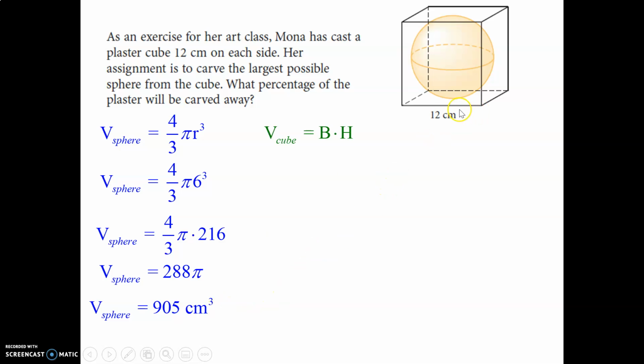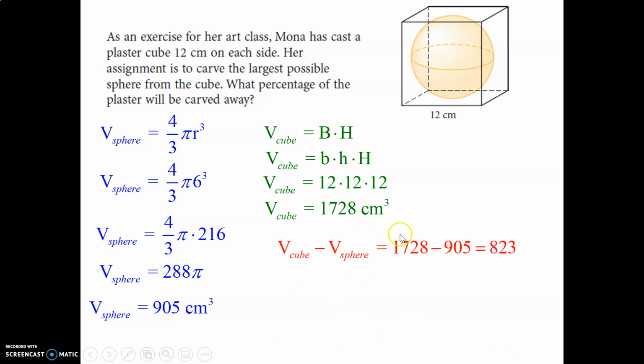Then I said, okay, let's find the volume of the cube. So the volume of a cube, this is a prism. So it's area of the base times the height of the object. So the base is a square, all the sides are equal, 12 times 12, and the height is also 12. So base times height, 12 times 12 times 12, and that turns out to be 1,728 cubic centimeters.